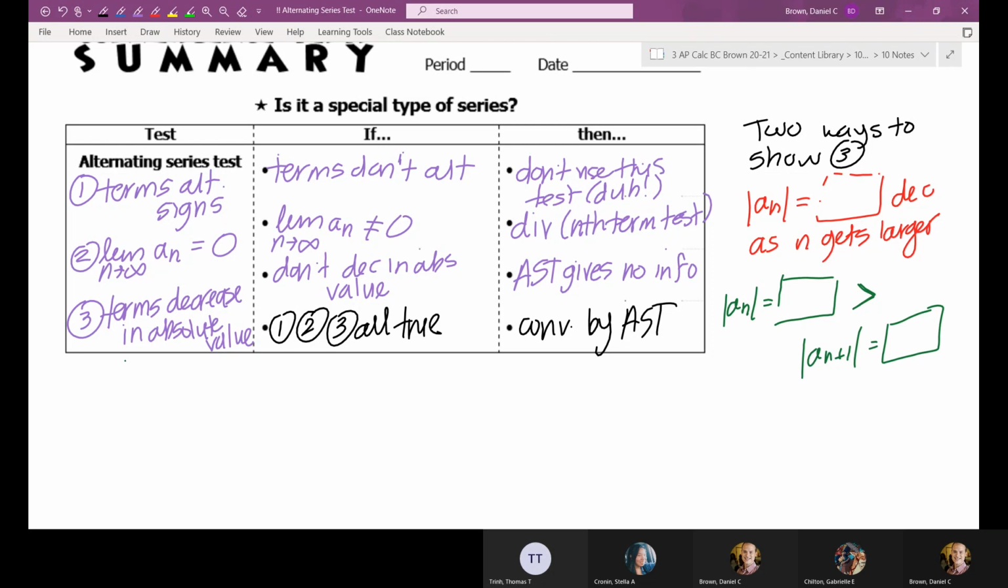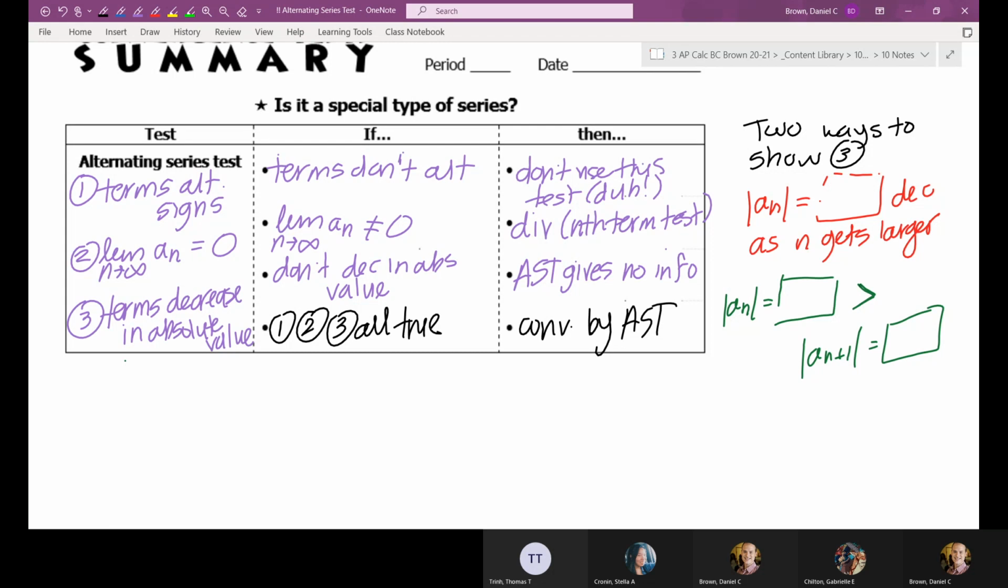Yes, Ian? So if you had an alternating series where it was like -1, 1, -1, 1, technically you could use this, and then that would be the middle one, right? It would diverge. Yeah, it diverges by the nth term test.